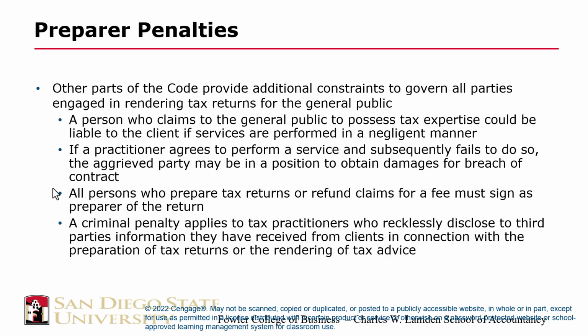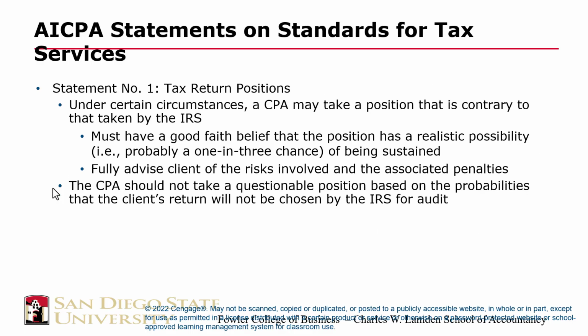There are other parts of the code that provide additional constraints that govern pretty much anyone who's involved in rendering tax returns to the general public. Obviously, if you claim to have tax expertise but you don't, or if you agree to perform a service but then fail to do so, right? These aren't code penalties per se. These are just things where that makes perfect sense, right? If you prepare tax returns or refund claims for a fee, you have to sign those returns because you're a paid preparer. And obviously criminal penalties can also apply if you're recklessly providing tax advice or tax preparation.